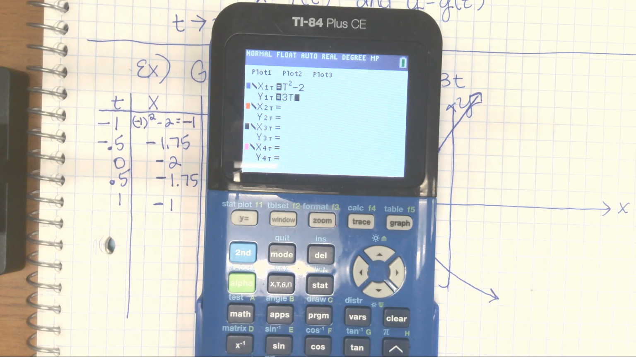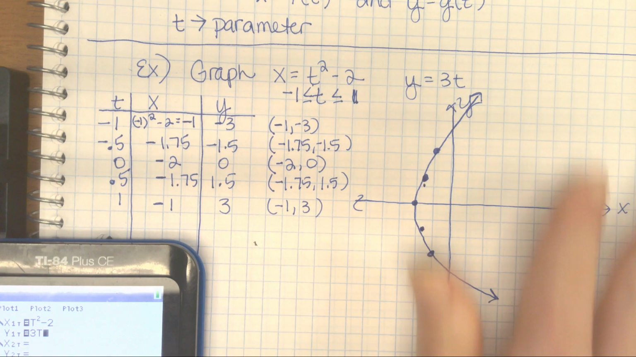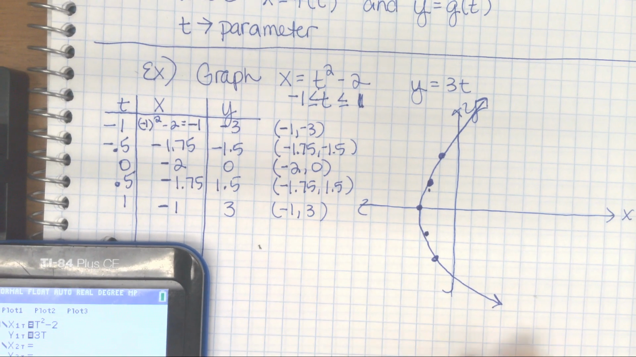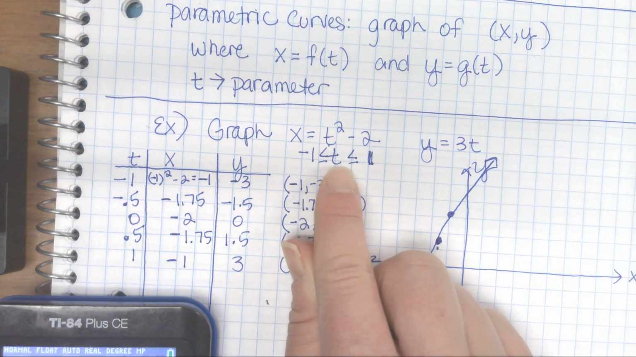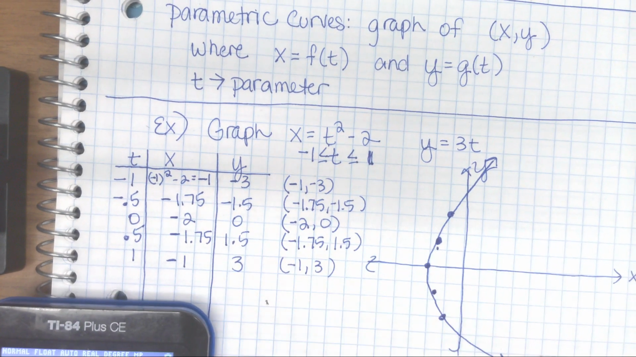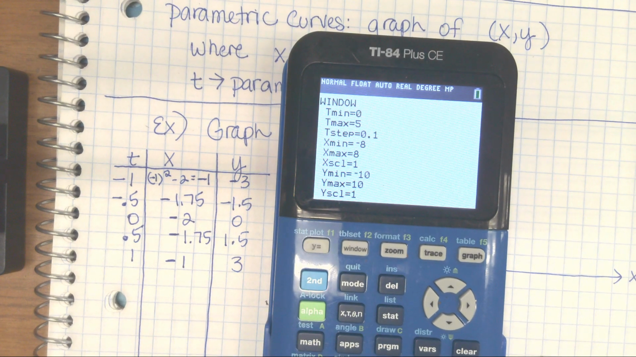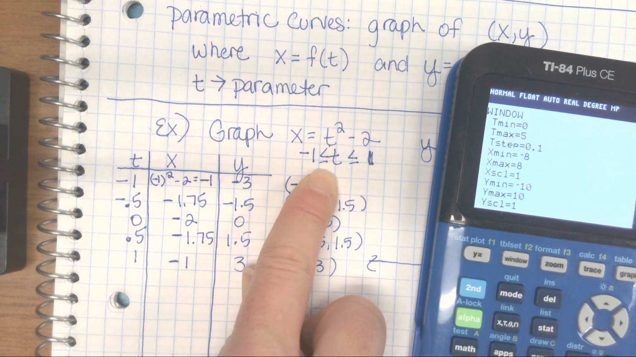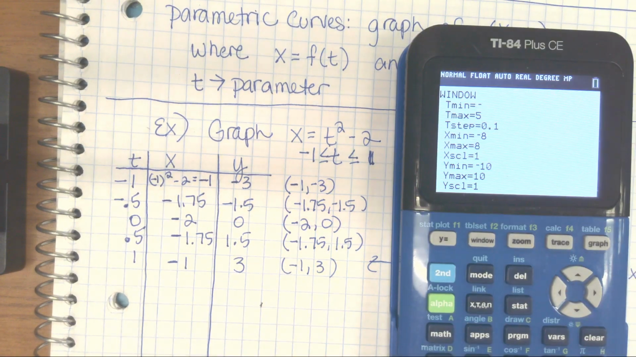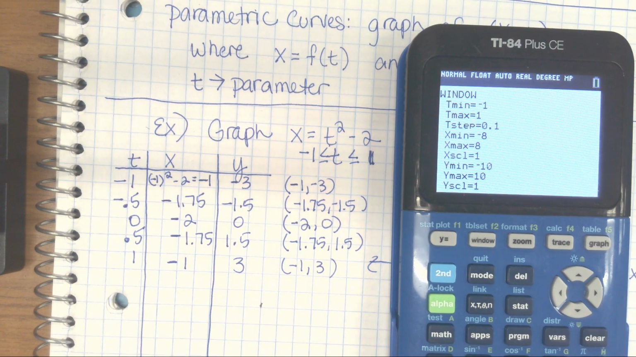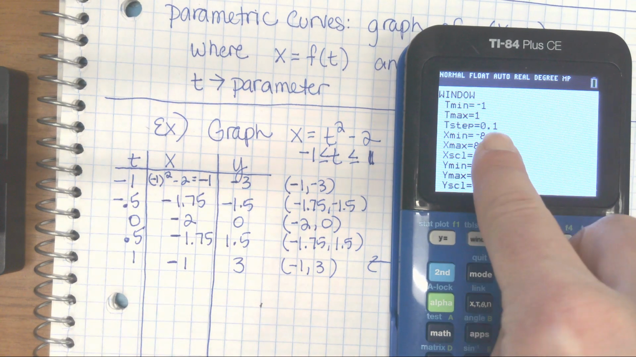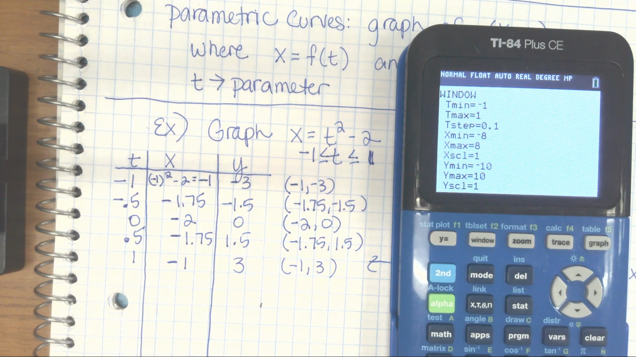Now, remember how I said in the graph, do we see t on this graph anywhere? But we had to pick t in order to generate those points, right? So when you're going into window, you are going to see a t min and a t max, and that's where we would put, in this case, the negative 1 to 1. I'm going to show you how you can change it to other things. Here's what I'll tell you about t-step. If you make that bigger, it draws the pieces as jagged pieces, because it's only going to calculate those t values. So if you want it to be smoother, you want t-step to be smaller.